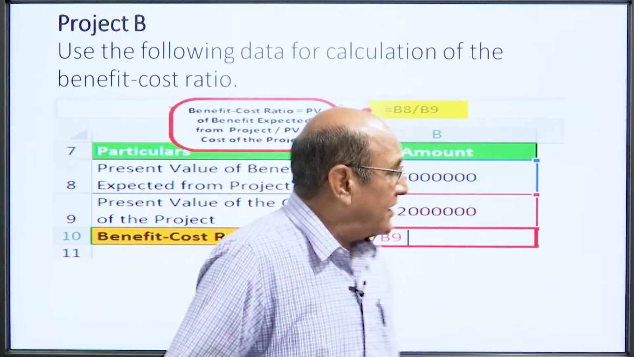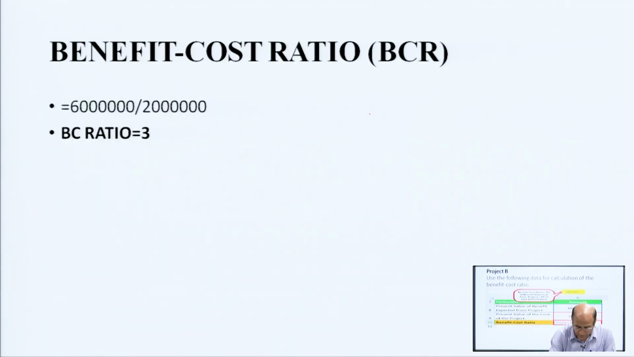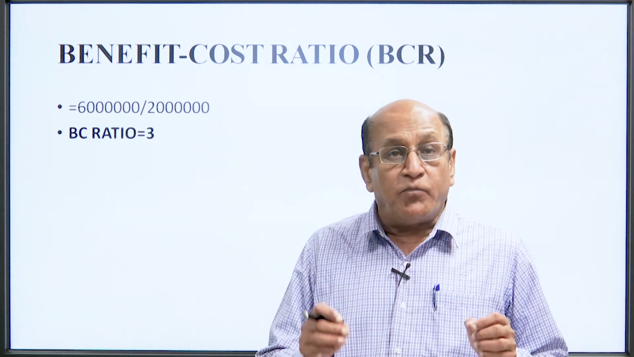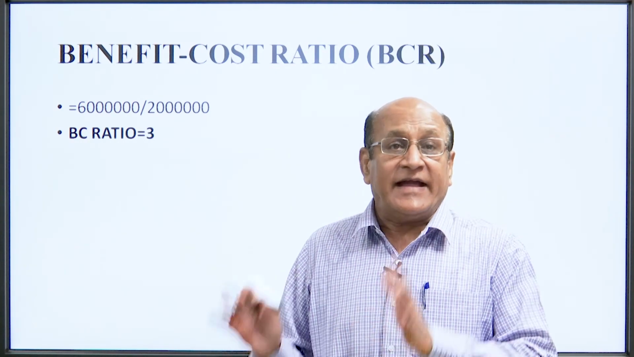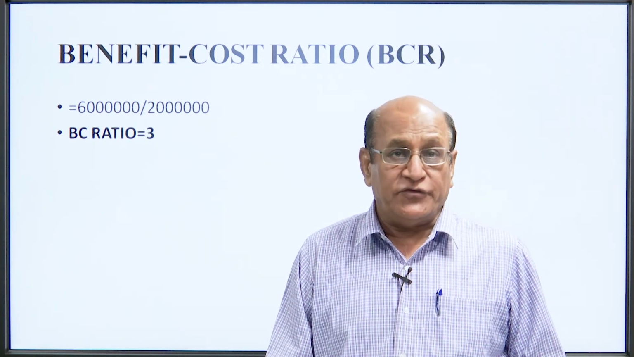For project B, we can see here the benefit is 60 lakhs, whereas the cost is 20 lakhs. So, B8 by B9. So, the benefit cost ratio will be 3. So, we can say project B could be taken up on the basis of the benefit cost ratio.